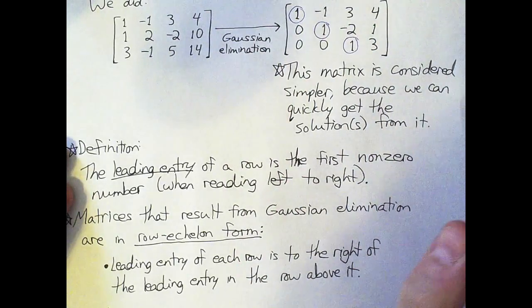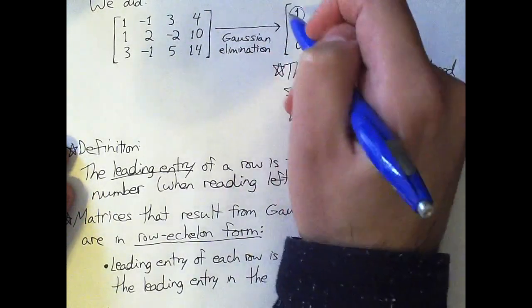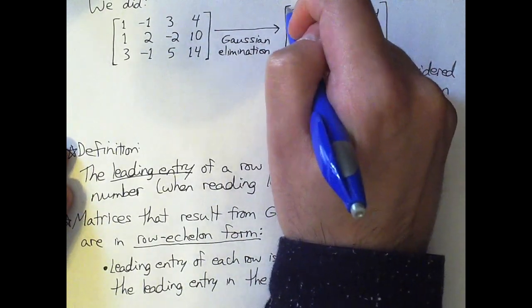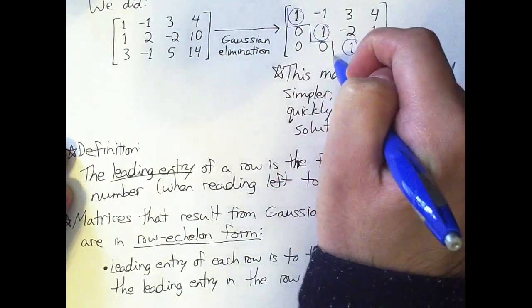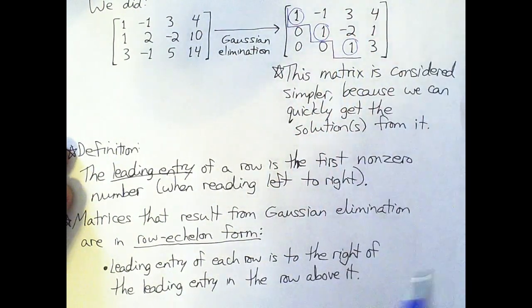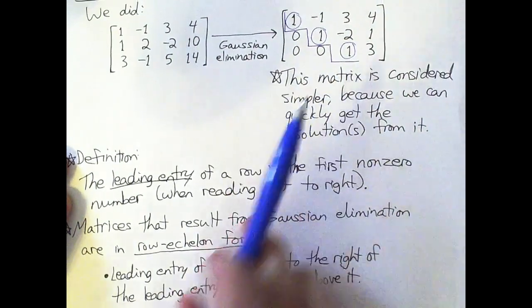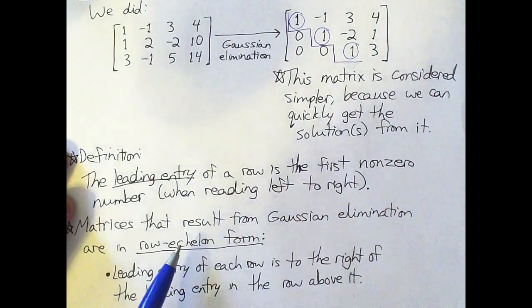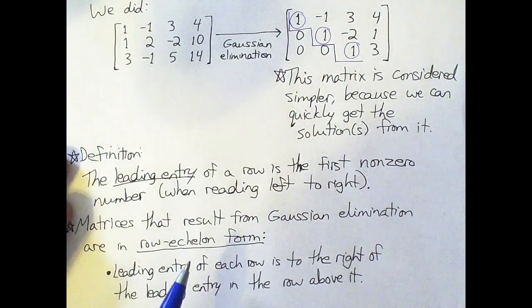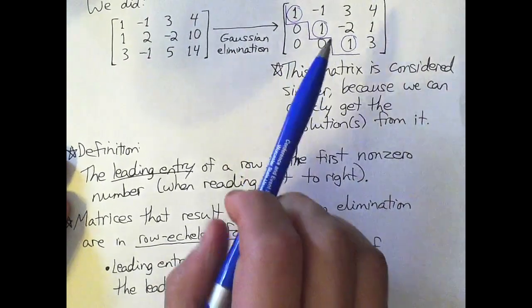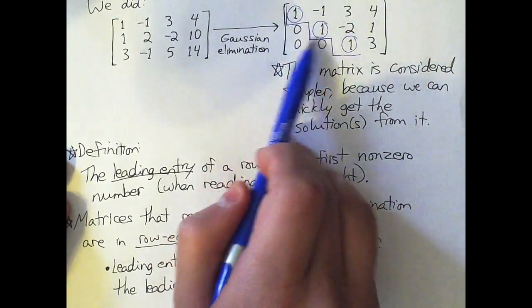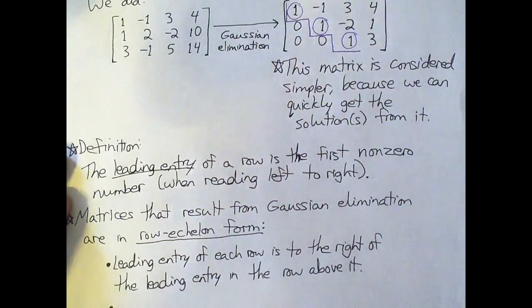Besides thinking of it as triangular, you could also think of it as a staircase. So I'm going to draw this staircase pattern that we're getting. See that? In fact, I believe the word echelon translates from a word that means step. Something like that. So it's like a staircase pattern or a triangular pattern.